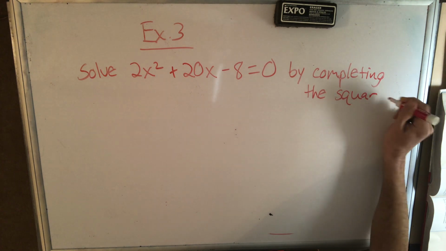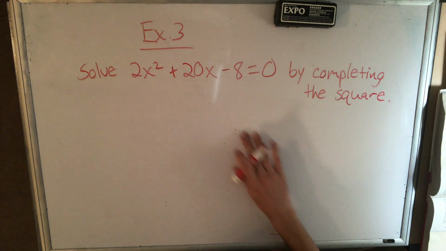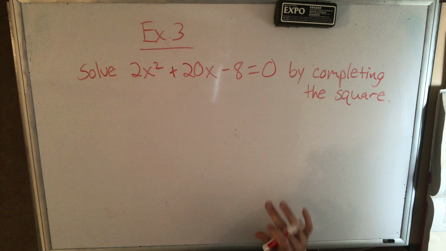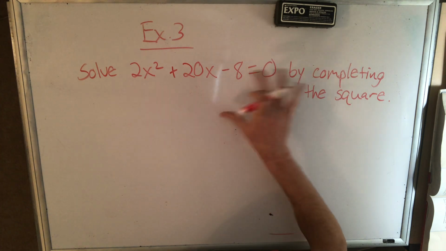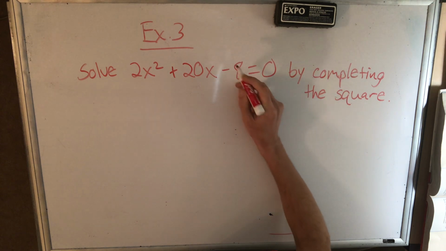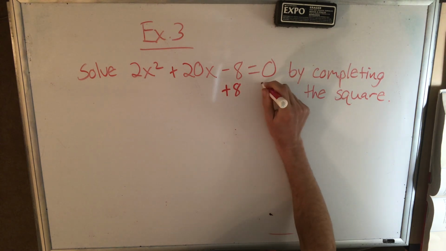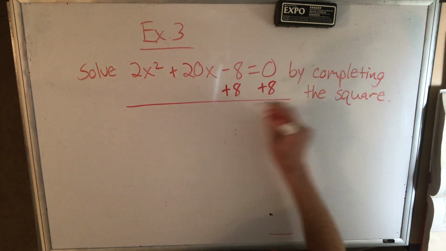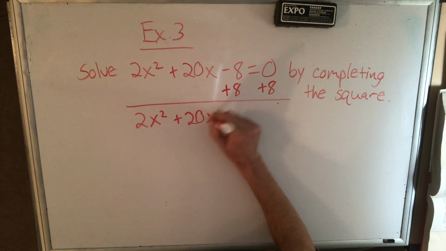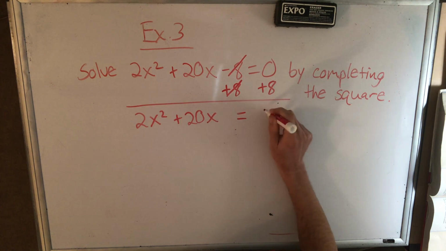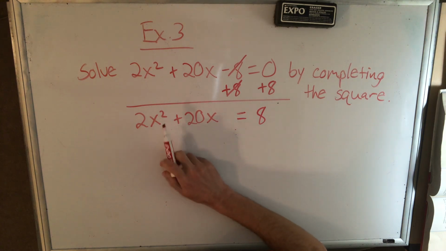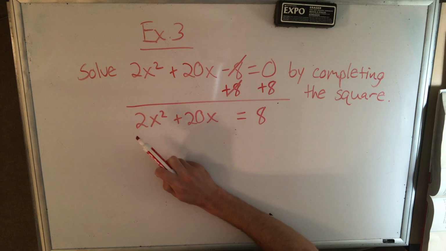So as I said at the beginning of example 2, in order to complete the square, you need to get the constant by itself on one side of the equal sign. So let's add 8 to both sides. So that's 2x squared plus 20x is equal to 8. And the variable squared term cannot be multiplied by a number.